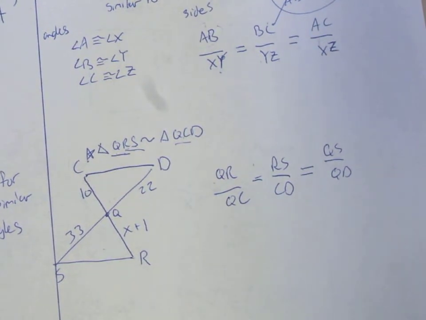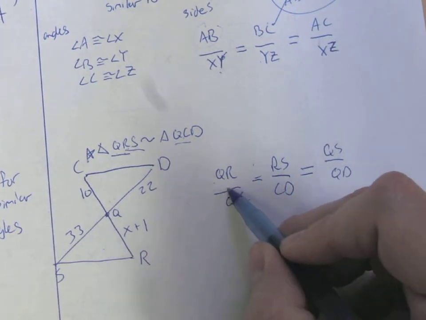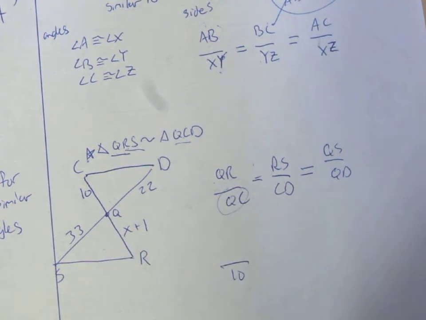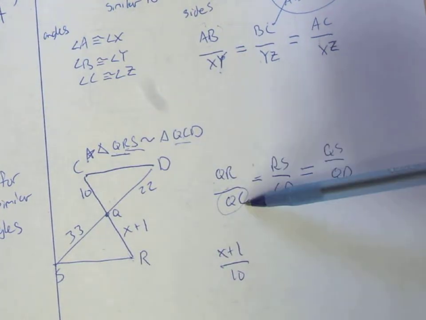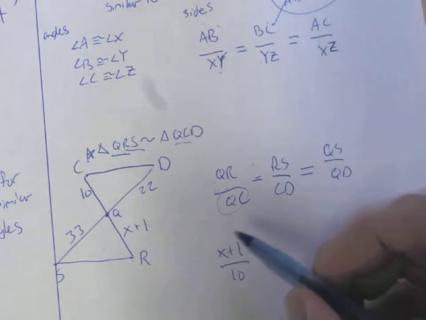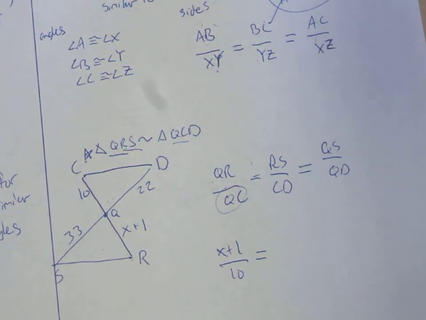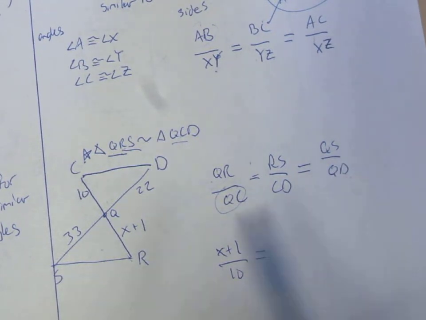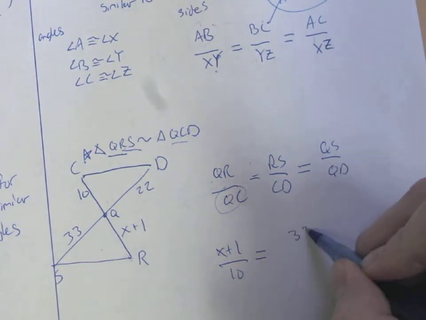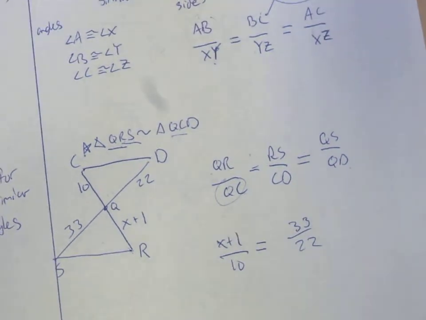So let's see what pieces we have. We don't have all the pieces, but we do have this guy. Okay, so CQ or QC, that's this guy. Okay, and QR, that's this guy. Okay, so QR over QC is this over this. Okay, supposedly that should be equal, if these are similar shapes, that should be equal to RS over CD. Okay, so let's see if we have that guy. We don't have those, so let's go to the next one. So QS over QD. QS is 33 over QD, which is 22. All right. Okay, so now we solve this proportion.